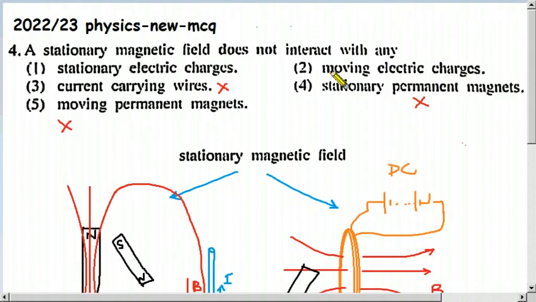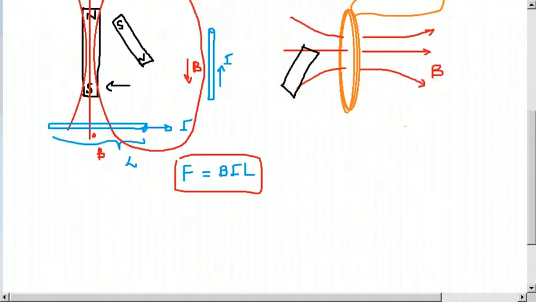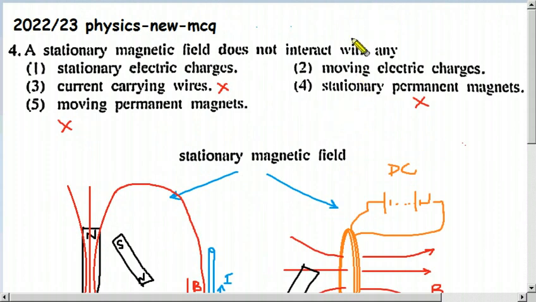So now let us discuss the second one, moving electric charges. If there is a charge, say Q, and it is moving, it has a velocity. Moving means it has a velocity. So we know there is an equation F equals B Q V. If there is a velocity, that means a motion, there must be a force. So if there is a force, that means the interaction. What they ask is not interacted. So this one is wrong.